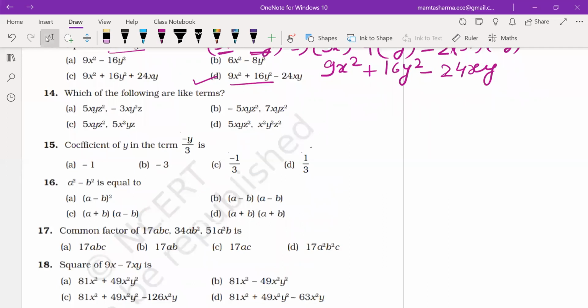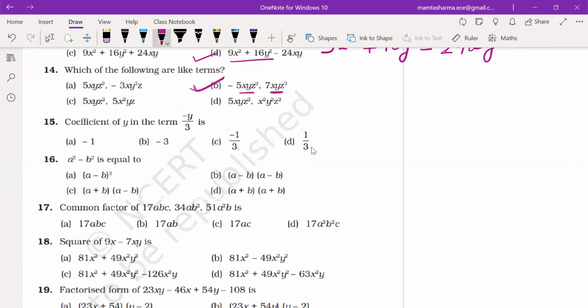14th one is D. Which are the like terms? B. So most of the questions have answer B. For like terms, their variable power and variable name should be equal, so xyz square and xyz square. Correct. 15th is C, minus 1 by 3. Correct. So Nitya Shri got 100%. Okay, good. Next, Shubhra.